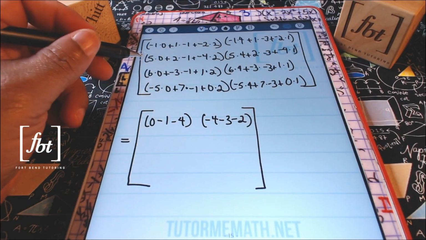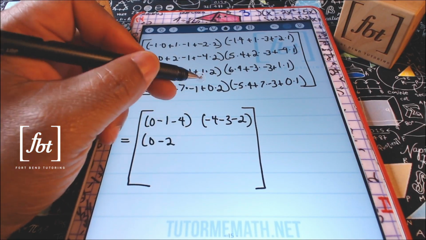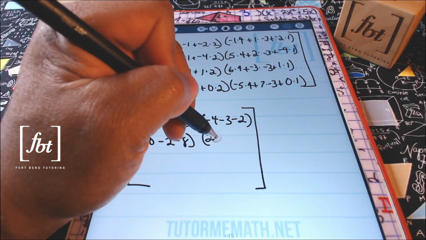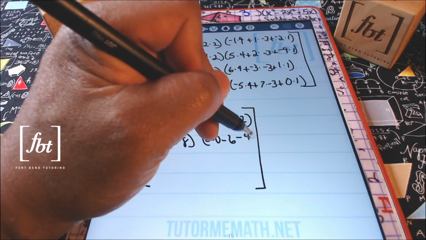Then to the second row, we have 5 times 0 is 0. 2 times negative 1 is negative 2. Negative 4 times 2 is negative 8. Moving on, we have 5 times 4 is 20. 2 times negative 3 is negative 6. Negative 4 times 1 is negative 4.